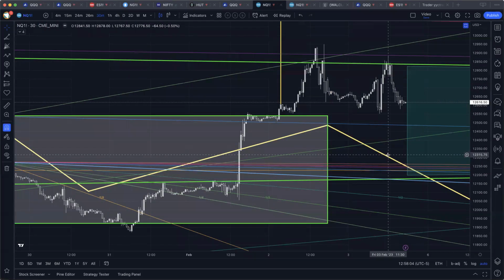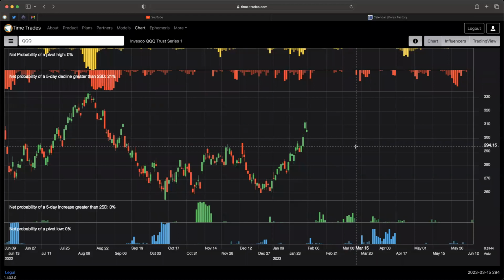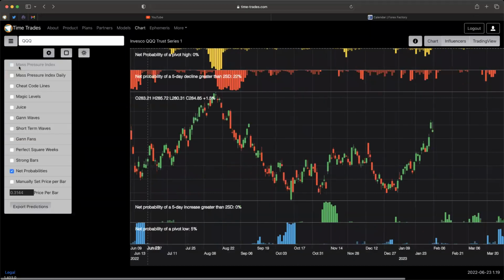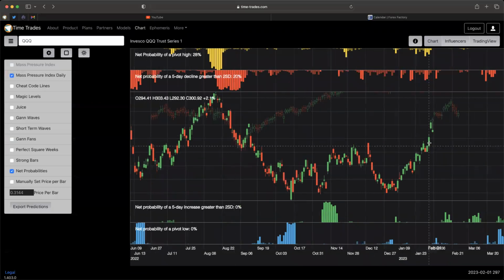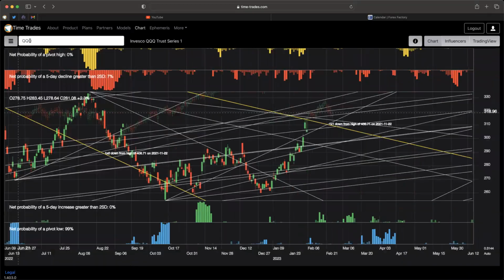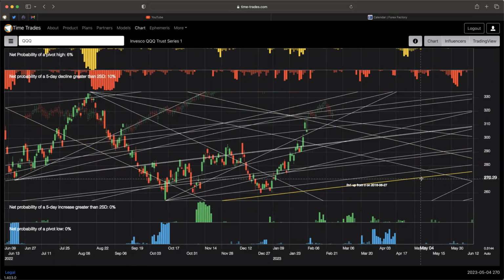So let's go and take a look at some individual stocks and time trades, and that will help us build a new forecast here. We're starting as usual with the Qs, and we can see here we've got this pivot low back in October. One of the things we can do is turn on some of these new features that we've just added. We've got the daily mass pressure index, and we're showing 3 weeks of future here. And the Gann Fans is an existing feature, but it's more useful now that we've changed how the pivots work and improved the pivot locations.